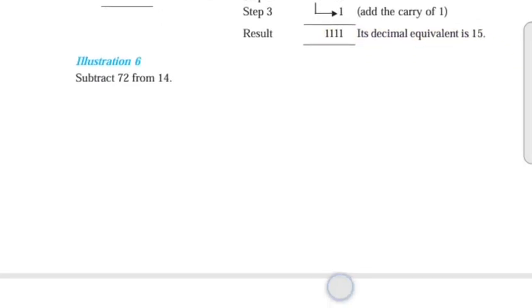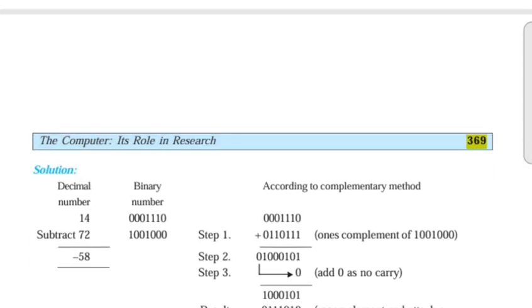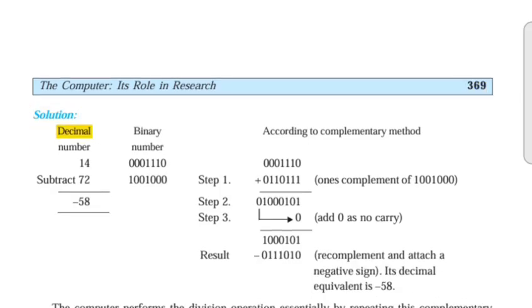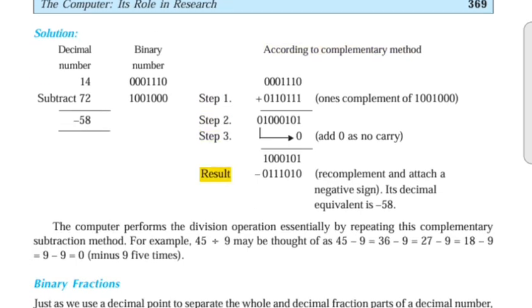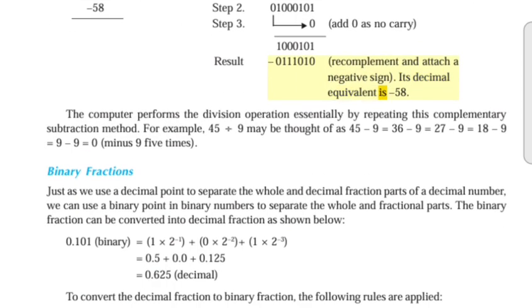The computer, its role in research, 369. Solution. Decimal number 14 subtract 72 is -58. Binary number 0001110, 1001000. According to complementary method, Step 1, Step 2, Step 3, Result: 0001110 plus 0110111, 1's complement of 1001000, is 010001010... add 0 as there is no carry, 1000101, 0111010, recomplement and attach a negative sign. Its decimal equivalent is -58.